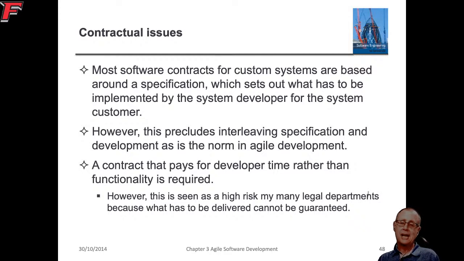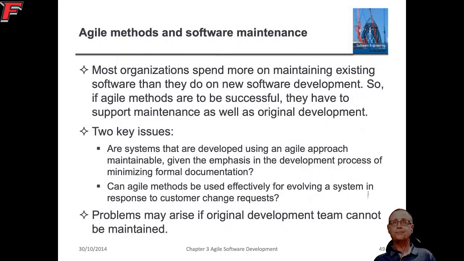The problem with Agile when it comes to software contracts is usually software contracts say what you have to build, and that's what gets paid. Whereas Agile says, I don't know what I'm going to build. I'm going to build as much as I can each 2-week or 4-week sprint. So there's a bit of a problem there.